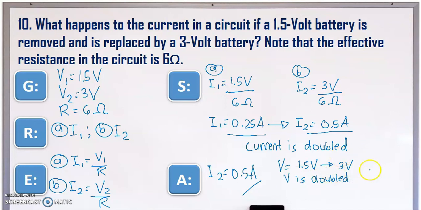By following the concept of Ohm's law, which states that voltage is directly proportional to current, we can say that when the voltage is increased, the current is also increased. So when the voltage is doubled, the current is also doubled. And when you double the initial current, which is 0.25 ampere, you will get the value for the final current, which is 0.5 ampere.